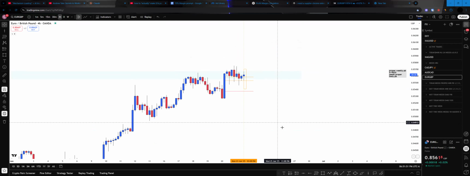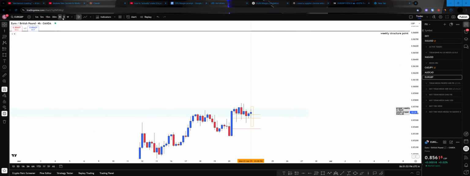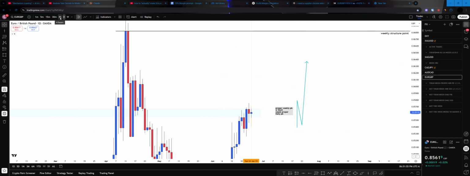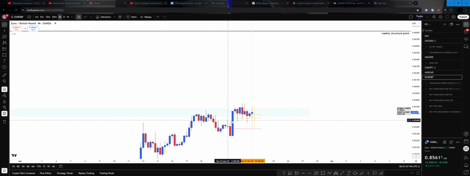Okay, and now these. So let's go make sure the daily's all good. So daily's bullish in trend. Daily's had a pullback already. 4 hour had the rejection right there. So we are looking for an entry signal on here.